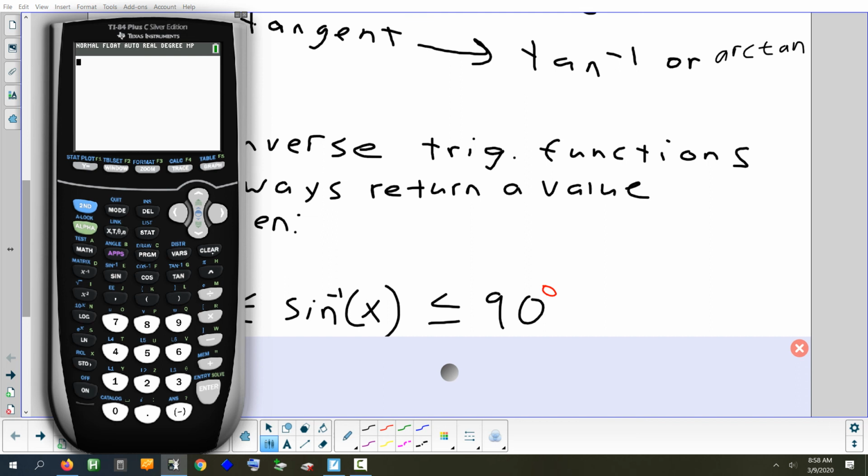Now, all the ones I typed in so far, I didn't get any negatives. That's because I didn't do something like this. Negative 30. And as I get closer and closer to negative 1, like negative 0.8, that angle is going to start to get closer and closer to negative 90.